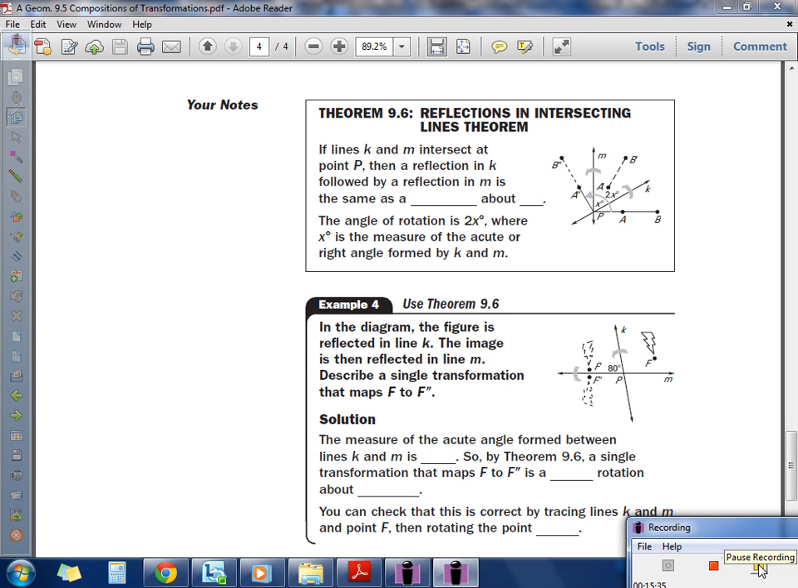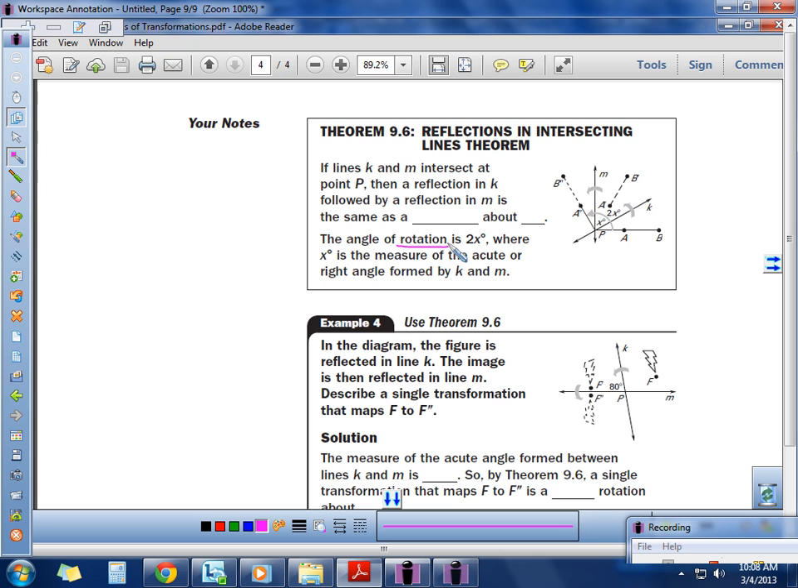The last thing we're going to talk about is reflecting over some other lines, except this time they are not parallel lines. So it almost looks like a rotation here. So here we go. I'll read this time. I think it might help you. If lines K and M intersect at a point P, so here's K and here's M, and they intersect at a point P, then a reflection in line K followed by a reflection in line M is the same as a rotation about point P. So it's the same as rotating around point P, and you can kind of see that from that visual.